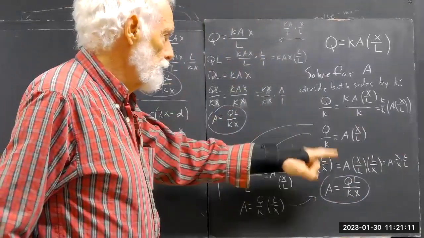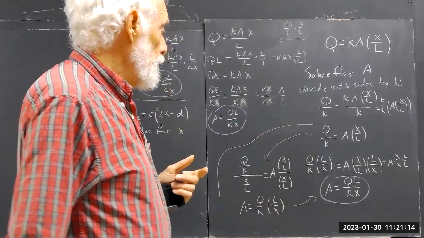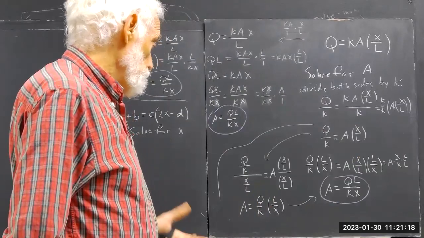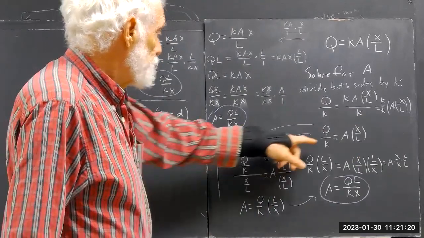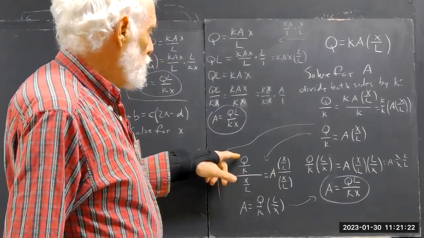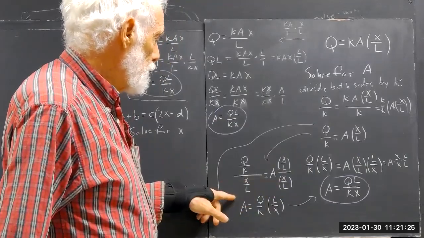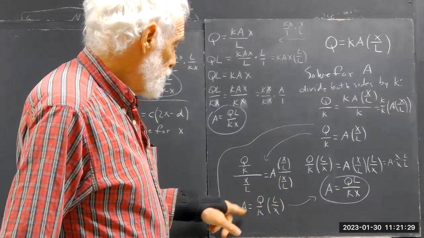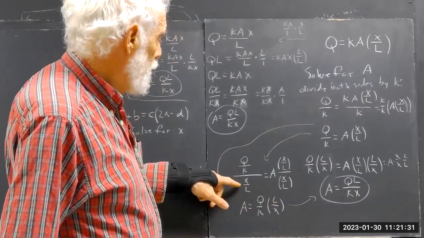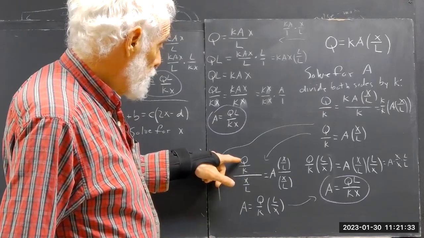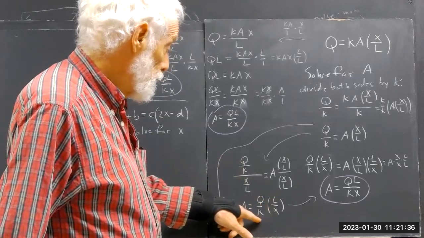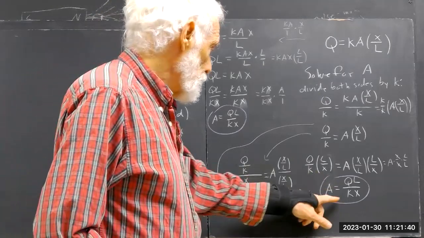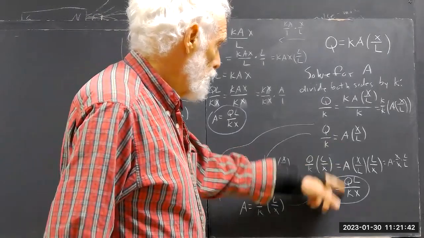Now, alternatively, at this point, at least one person did this. We've got this, and we divide both sides by X over L. Clearly, X over L divided by X over L is 1. It leaves us A. And then Q over K divided by X over L is the same as Q over K times L over X. And there we have it. Then we just remove the parentheses and we get the same thing that we got here.